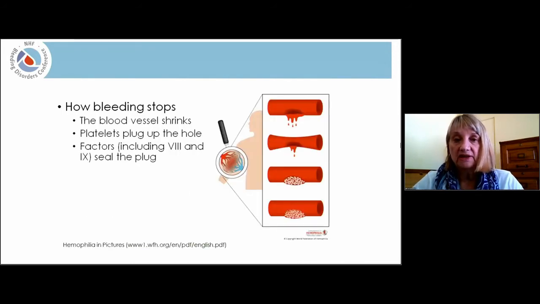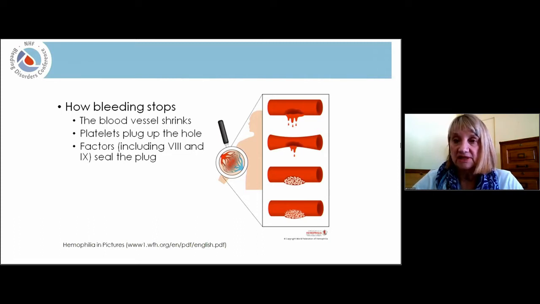So let's reflect on what happens when an injury occurs to a blood vessel. And this can either be a blood vessel where someone is bleeding externally or someone is bleeding internally. Normal clotting takes place when there's an injury to the blood vessel. The first step is that the blood vessel wall shrinks, or something we call vasoconstriction. And that tries to decrease the amount of blood that's going to the hole in the blood vessel.